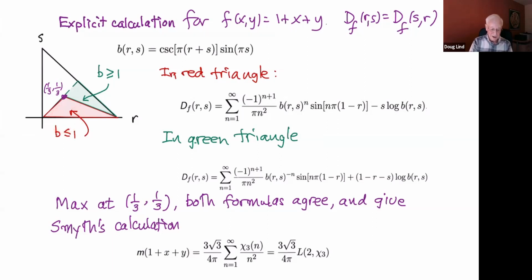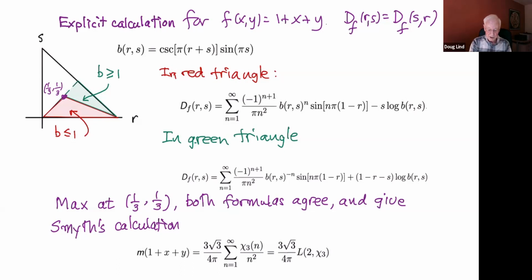This is less than or equal to 1. In this part of the simplex, it's greater than or equal to 1. This is a symmetric function, and so we only need to compute it in the lower half of the simplex. And in the red triangle, there's a nice power series formula for it.